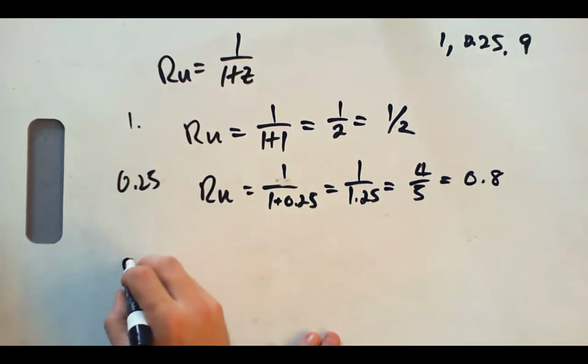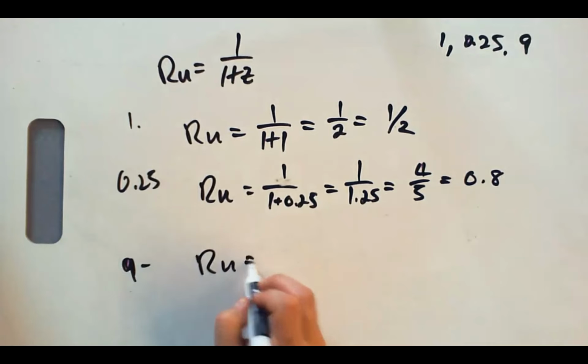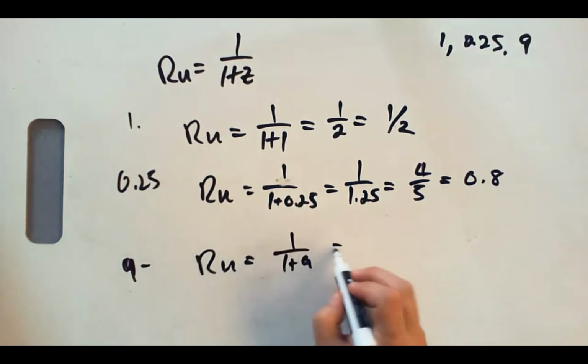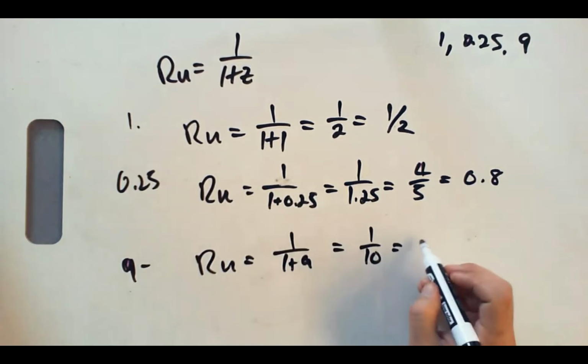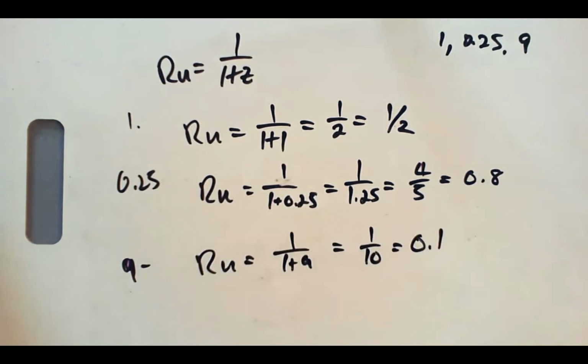Z equals 9. R equals 1 over 1 plus 9, 1 over 10, a tenth. For a z equals 9 galaxy, and we're getting out to some of the most distant galaxies that we know of, the universe was only a tenth its present size when the photons that we're just getting now from that galaxy were emitted. Hopefully that explains it a little bit better than I did before. Okay. Back to PowerPoint.